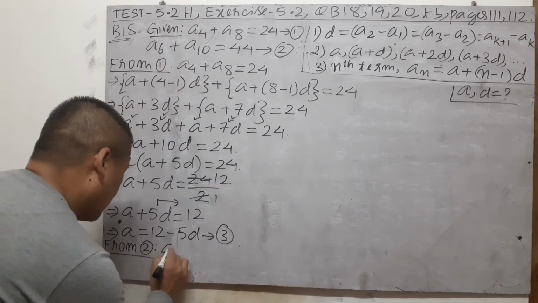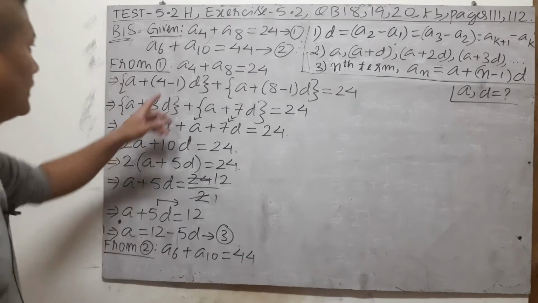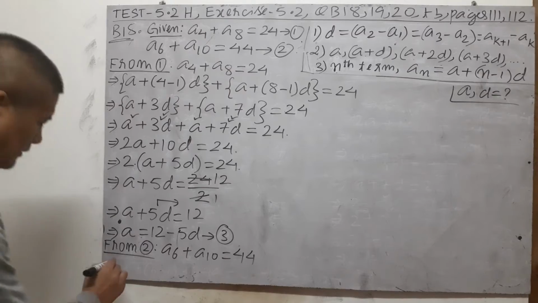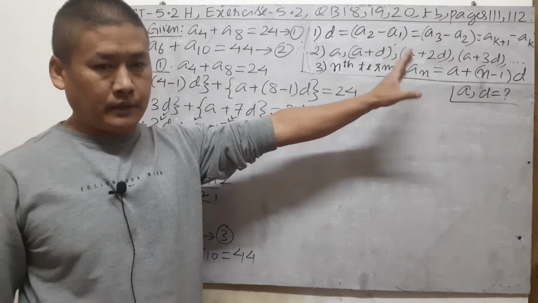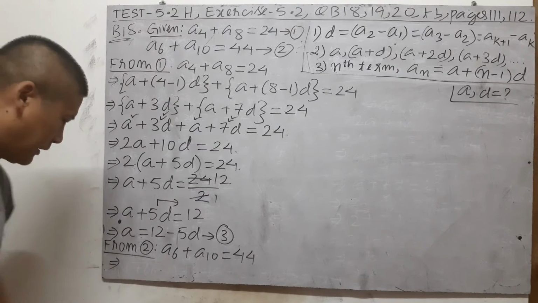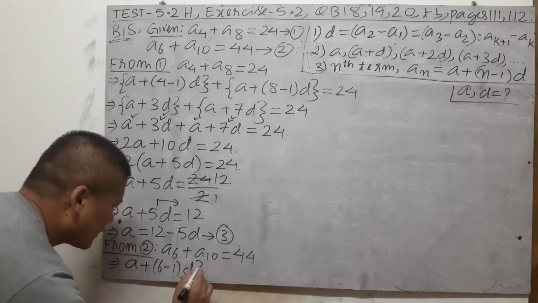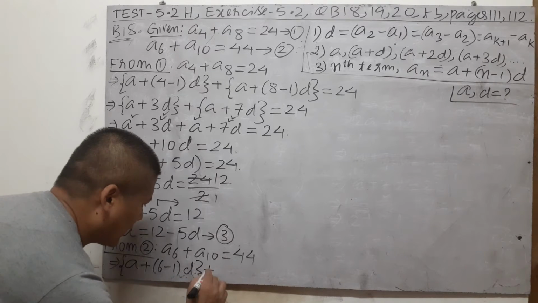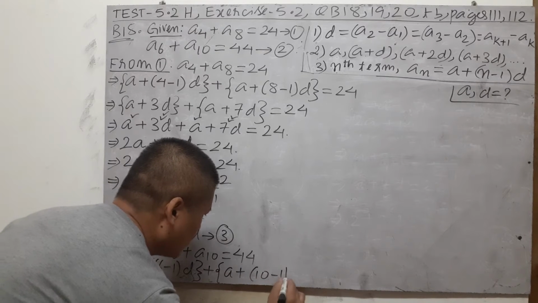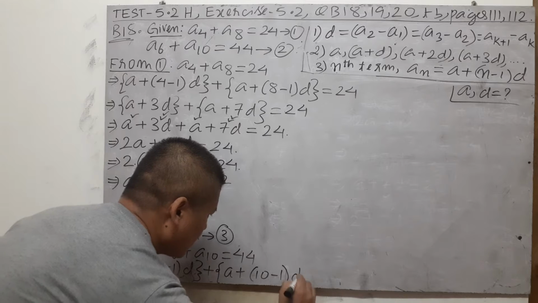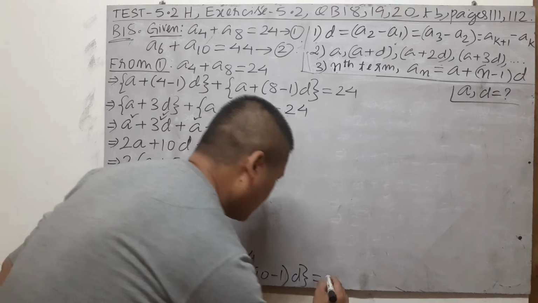A6 plus A10 is equal to 44, as we can see here. So applying that formula again, the third formula, an equal to a plus n minus 1 into d, for A6 and A10, we're going to get a plus n minus 1 into d for A6. Likewise for A10, plus a plus 10 minus 1 into d, because the n value here is 10, so 10 minus 1 into d equal to 44.